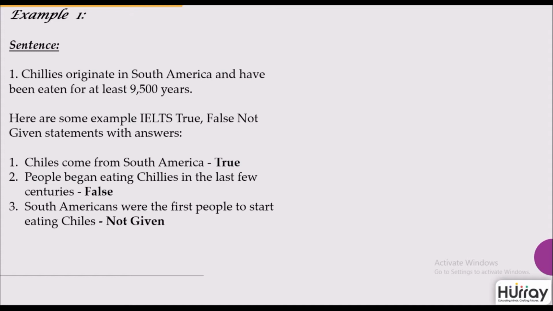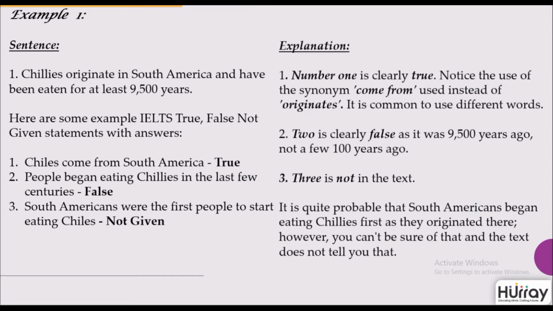The first explanation is as follows. It says, chilies come from South America. The answer to this is true. Notice the use of the synonym "come from" that is used instead of the word "originates." It is common to use different words which mean the same in this type of question. So you must look for this particular aspect.